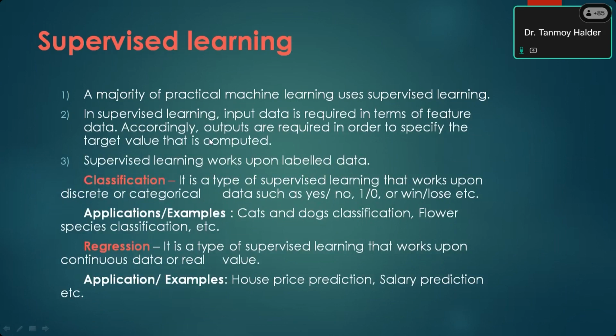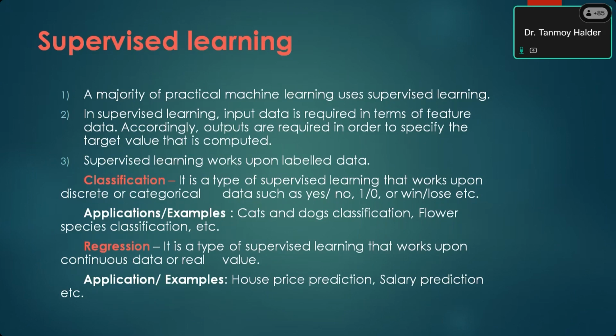In supervised learning, input data is required in terms of feature data, and accordingly outputs are required in order to specify the target value. Now, there are two types of supervised learning. One is classification. The example that I have already given you is one kind of classification problem. Classification means I can categorize. Nowadays, if you take a picture of anything at your home, Google Lens will identify it. That is very high-end programming, I'm just taking it as an example. This is one kind of classification, making it different from other images and identifying it.